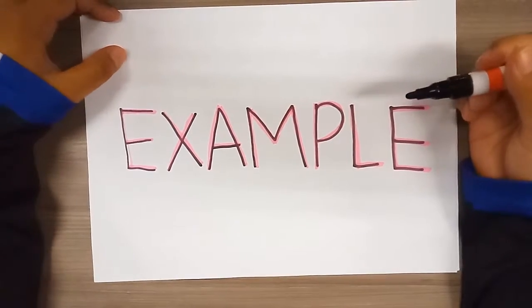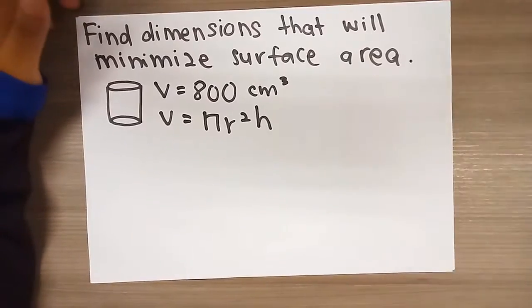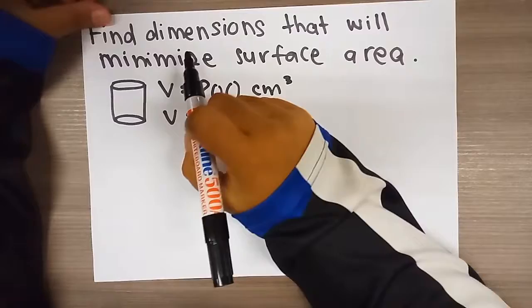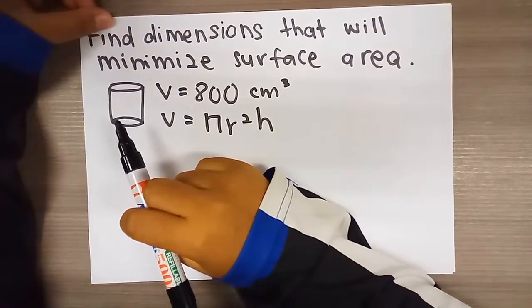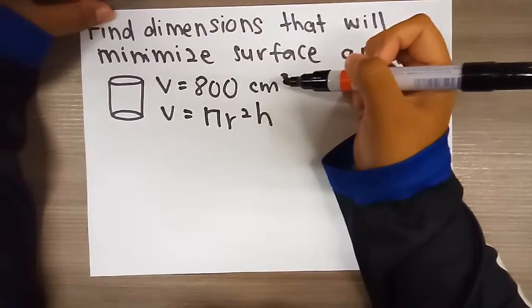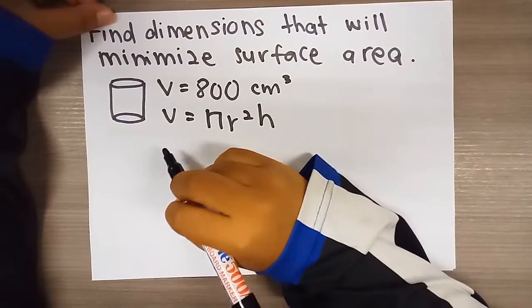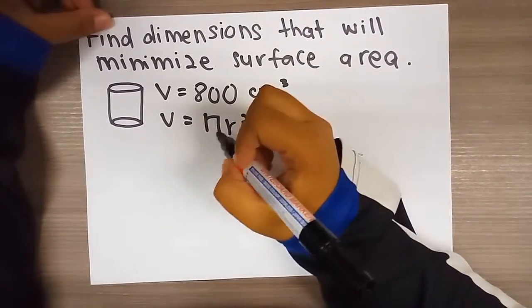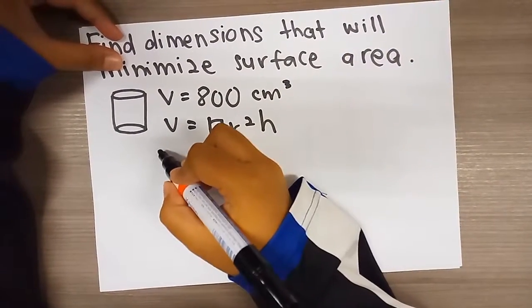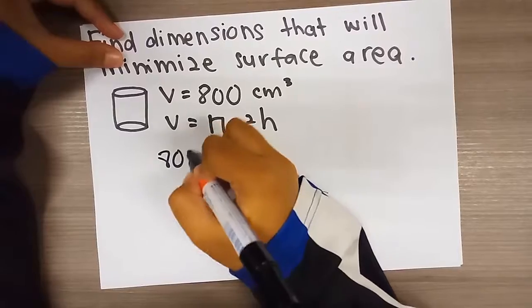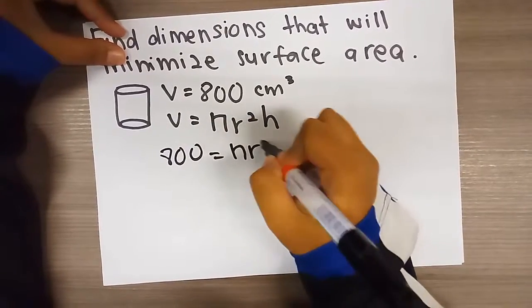Okay, let's look at example 1. The question is, find the dimensions that will minimize surface area. The shape given is a cylinder and the volume is 800 cm³. As we know, the volume for a cylinder is πr²h. So we substitute the volume, 800. So 800 equals πr²h.